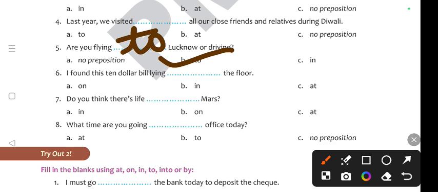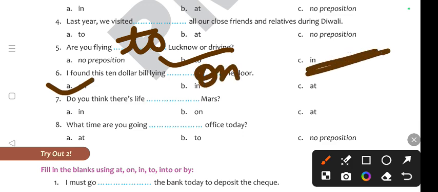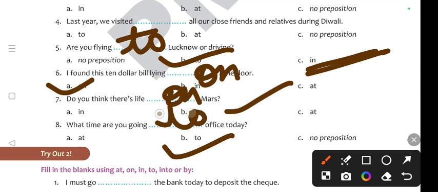Now I found this $10 bill lying on the floor. Again, it's a surface. Do you think there is life on Mars? Then next is, what time are you going to office today?